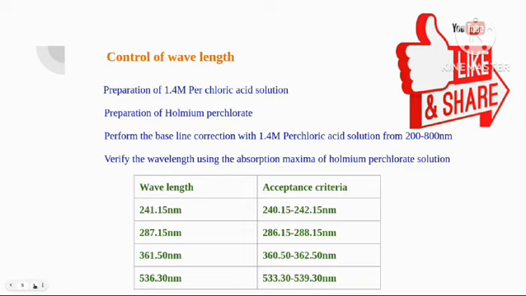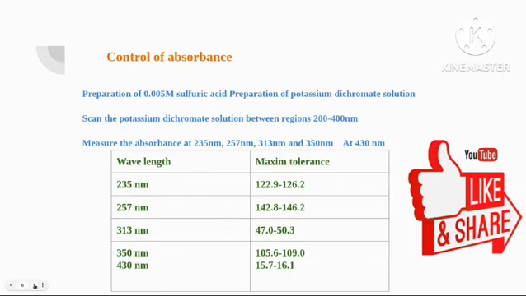Next one, control of absorbance. For this, you will prepare 0.005 molar sulfuric acid. First, take a 100 ml volumetric flask and fill it partly with water. Add 2.8 ml concentrated sulfuric acid. Dissolve and dilute the volume with water.